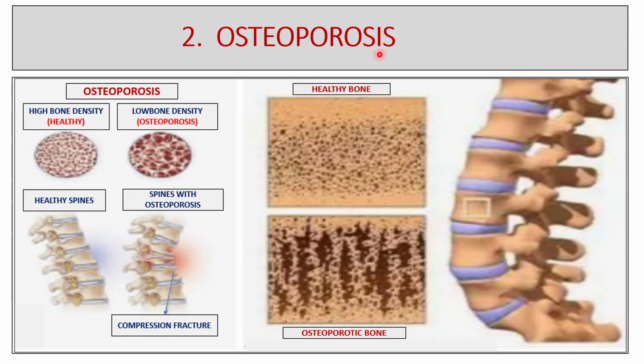Second is osteoporosis. You can see here it is because of hyperparathyroidism and long-acting steroids. So bone resorption is more, removal of calcium from the bone is more, and new bone formation is less. That is important. This is the high density healthy bone. This is the low bone density in osteoporosis. These are healthy spines. These spines with osteoporosis show compression fracture sometimes. This is the healthy bone, and this is the osteoporotic bone. These are porous bones, very weak bones.